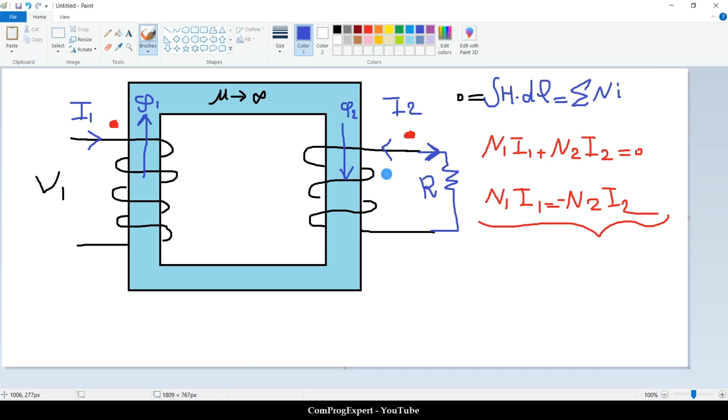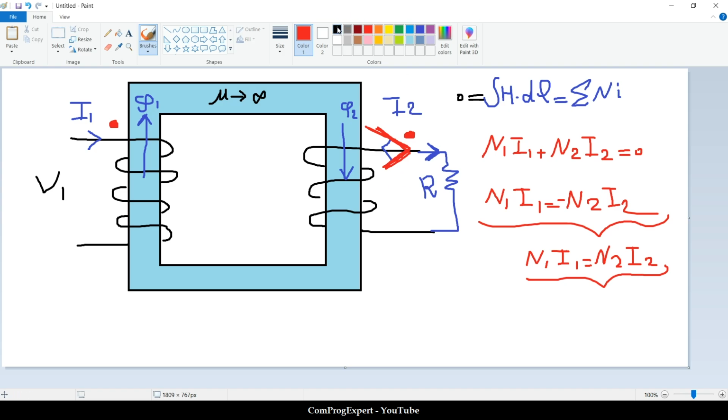So if I consider this direction as the reference direction for coil 2, we can write N1 I1 equal to N2 I2. So we will use this equation. In this case, the current I1 enters the primary coil, but the current I2 exits from the secondary coil. So we can write this equation considering these directions.